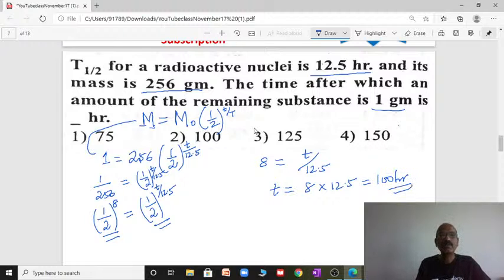So the 256 gram of mass, with a half-life of 12.5 hours for the radioactive nuclei, becomes 1 gram after 100 hours. We'll move to the next question.